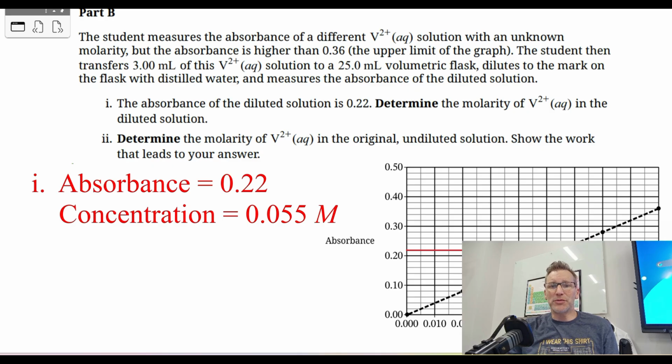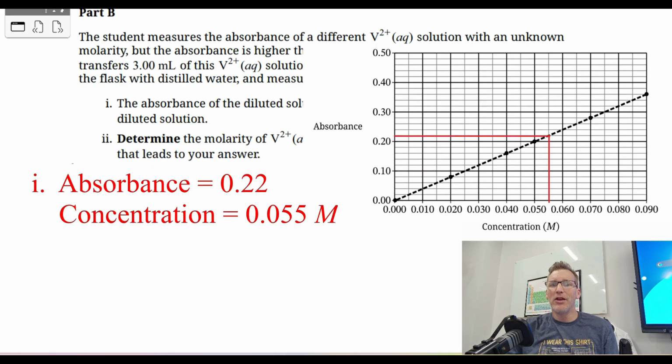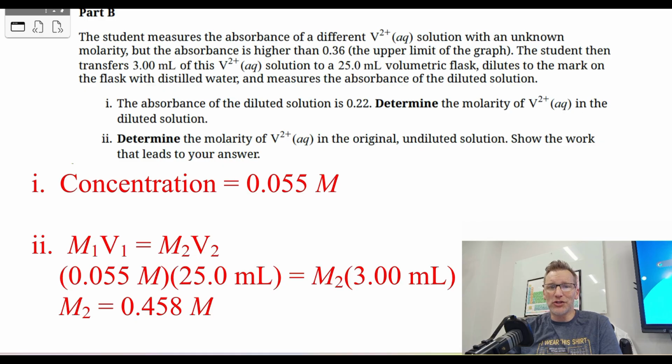They said the absorbance was 0.22, so we wanted to determine the molarity of the diluted solution. We go back to the graph. 0.22 comes over, comes down, 0.055, 0.055 molar for that. Then they took this diluted solution of 0.055 in part 1, and they wanted us to know the original.